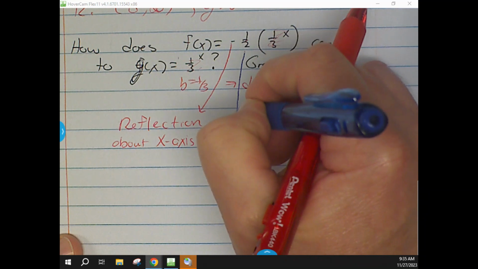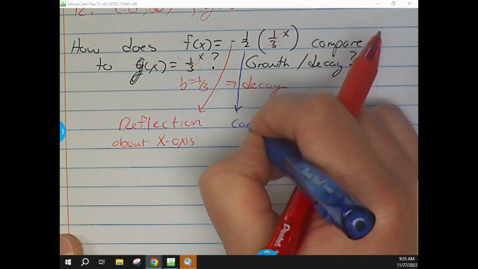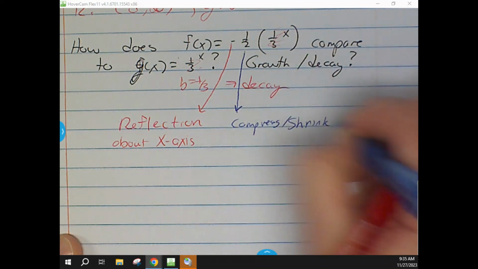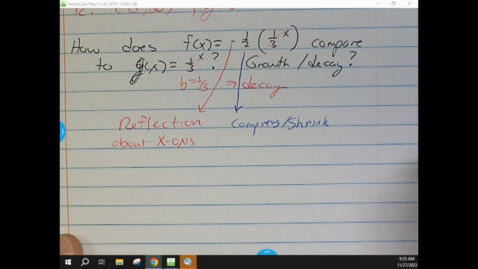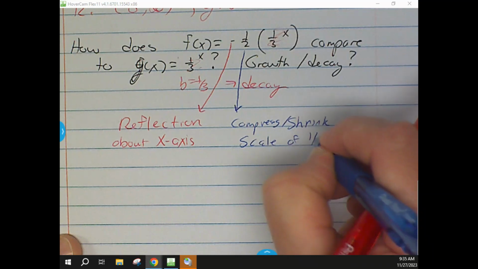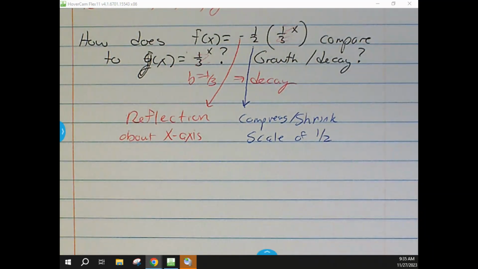And then the 1/2, they might say compress, they might say shrink, or a scale of a half. Or they'll mention a scalar of 1/2 that we're using for that part. Which again means it's going to flatten this thing out a little bit. It's not going to be as steep as it normally would be, so it would be a little bit flatter.